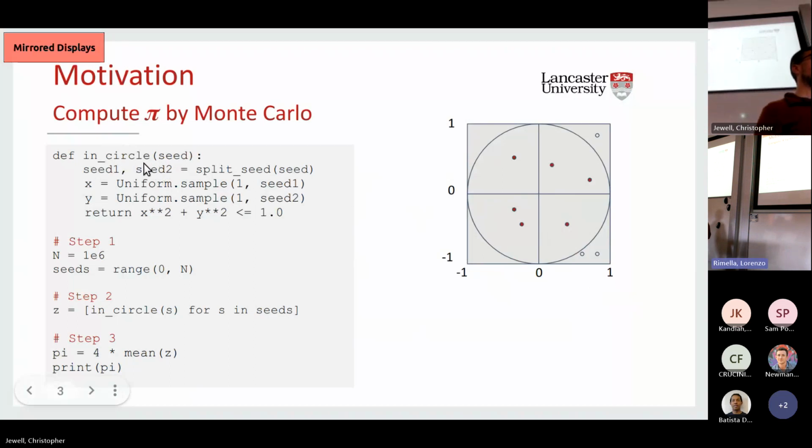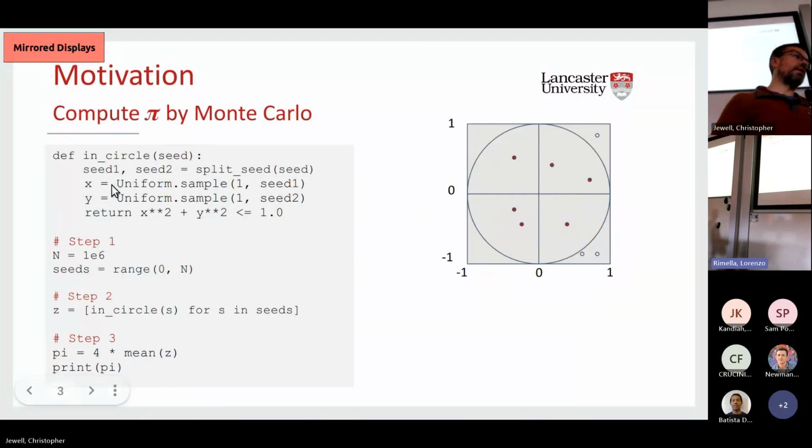Okay, and I'm going to first of all start off by splitting this seed in two. So split the seed in two. Darren's going to talk way more about this, so I'm just going to skip over seed splitting for now. But we're going to split it in two, and we're going to put one half of the seed into our x direction uniform sampler and the other half into our y direction uniform sampler.